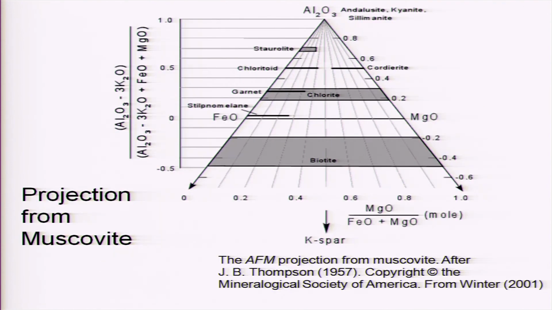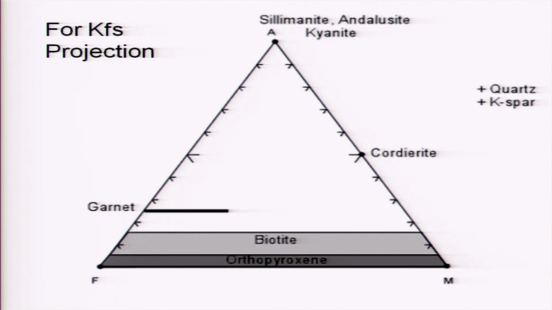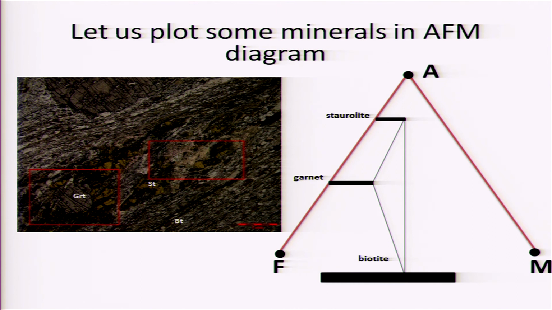Now, for both, if it is projected through muscovite, then we will write here quartz plus muscovite, and it will be assumed that quartz plus muscovite are present in the assemblage. If it is projected from potash feldspar, then it will be quartz plus potash feldspar, and it will be assumed that quartz and potash feldspar form part of the assemblage. Let us look at some actual examples of these minerals and show them on an AFM diagram.